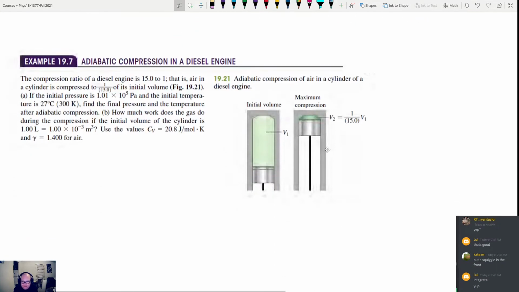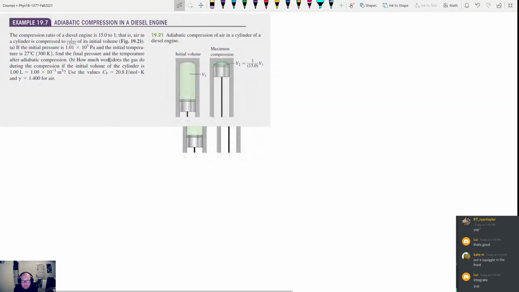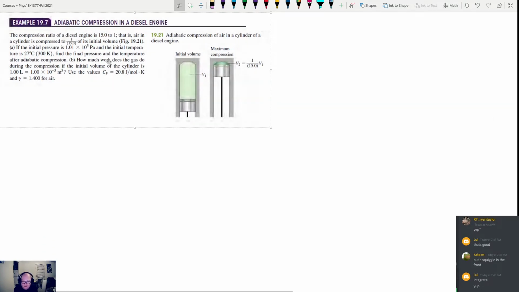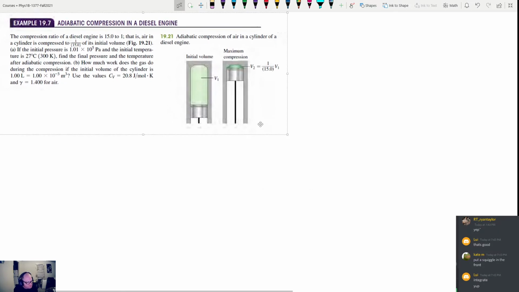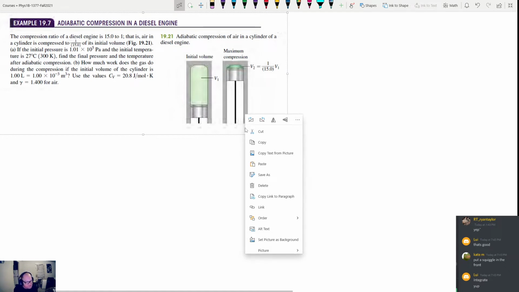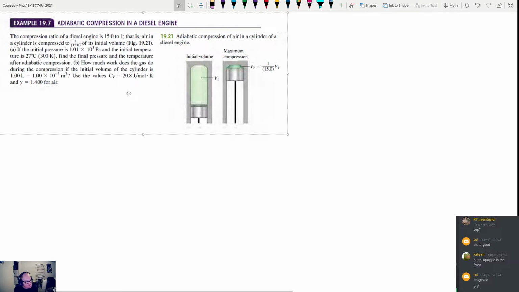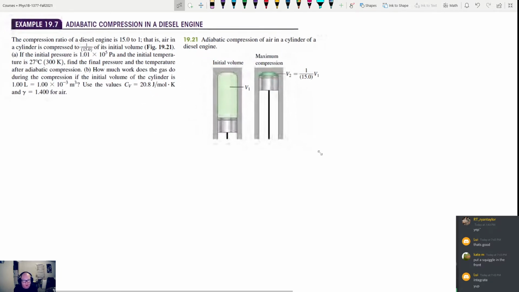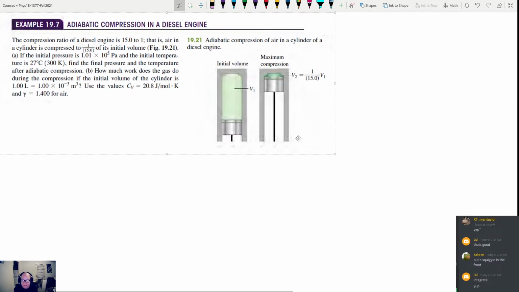Adiabatic compression in a diesel engine. Finally, here we are about, what are we, 2 months in? 3 months in, right? We're 3 months in and we're finally talking about engines, which I think is pretty much the most important part of Physics 1B, to learn how we can take these ideas of thermodynamics and use them to do work for us. And the primary way in which we're going to see that is in the form of an engine. The next chapter is all about something called heat engines, and a diesel engine is just one example of a heat engine.